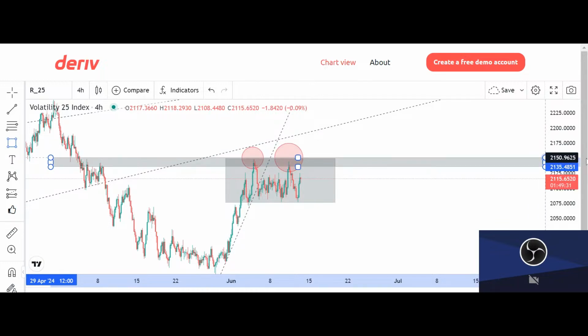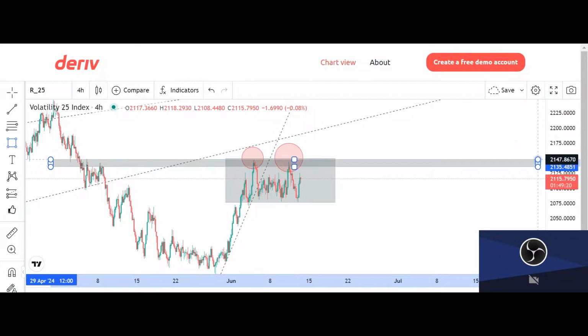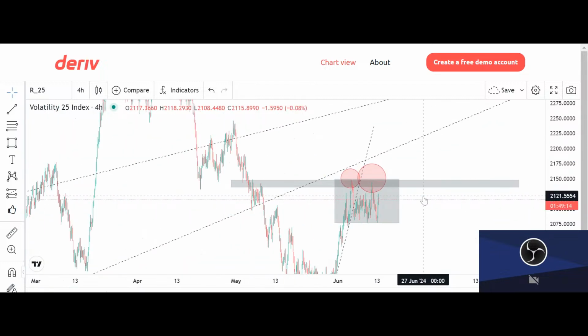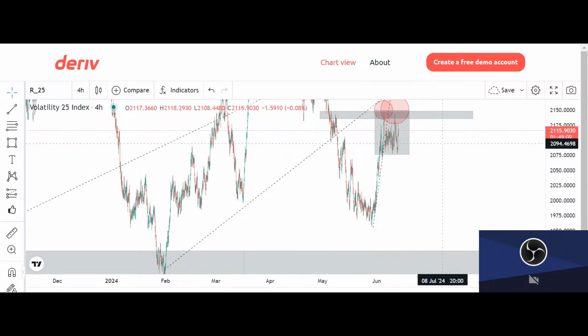This tells you that this area's got a resistance, even though we don't have the line drawn, but this is the most logical thing to do. Draw your resistance along this double top. Very important. Such that when you break it, if you do break it, you're going up. But when you fail to break it, what happens? You keep on ranging or you probably go down.